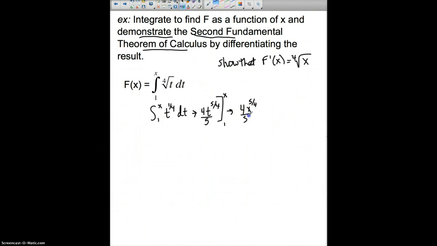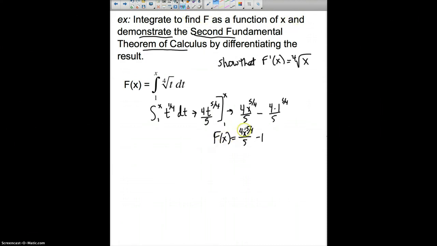And then plug the 1 in. And subtract the 2. 1 to the 5/4. You can either do 1 to the 5th first or the 4th root of 1 first. Both of them are 1, and then do the other, it's still 1. So we have 4/5 here. So we have 4x to the 5/4 over 5 minus 4/5. That is what f of x equals. So we integrated to find f as a function of x.